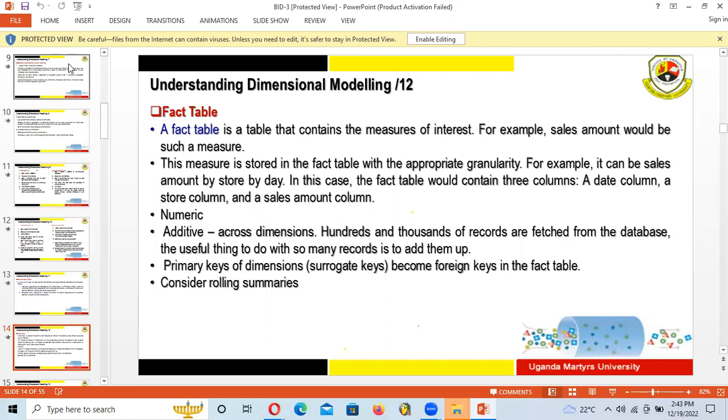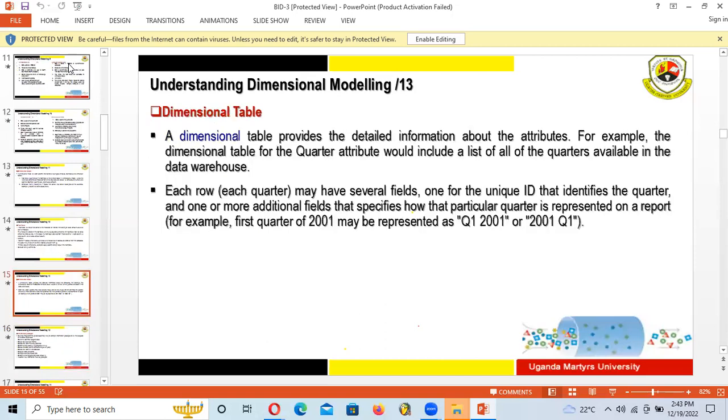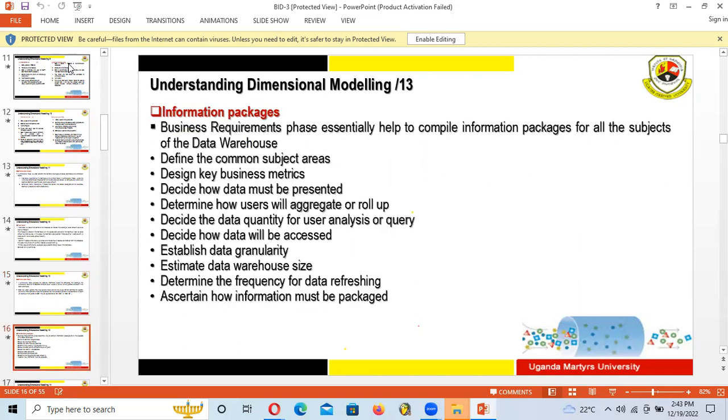In this case, the fact table will contain 3 columns. We have numeric, additive measures, primary keys of dimensions, and consider rolling summaries. Then we have the dimension table. The dimension table provides the detailed information about the attributes. For example, the dimension table for the quarter attribute will include a list of all quarters available in the data warehouse. Each row may have several fields: one unique ID that identifies the quarter, and one or more additional fields that specify how the particular quarter is represented on a report.